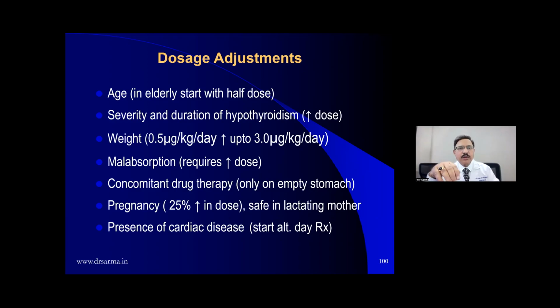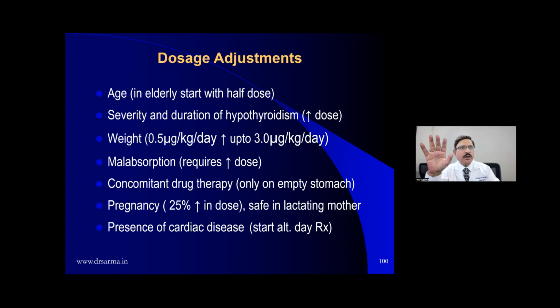So how much do I have to give? 0.5 microgram per kilogram body weight. 60 kilograms, 30 micrograms. 70 kilograms, 35 micrograms. 100 kilograms, 50 micrograms. Available as 12.5, 25 and 50 micrograms, 100 micrograms, 200. So you can choose, titrating. Suppose you want 37.5, 125 micrograms, or 112.5, you can go. You can go up to a maximum of 3 micrograms per kilogram, which means 200 micrograms per day. That is the upper limit of the dose.